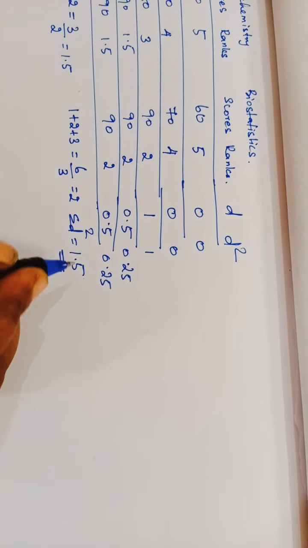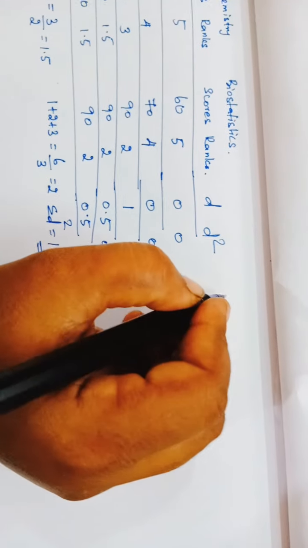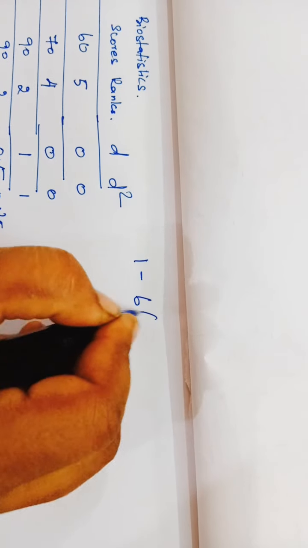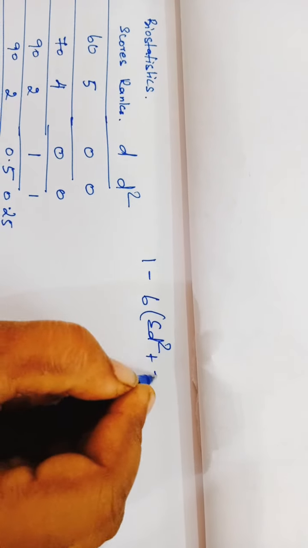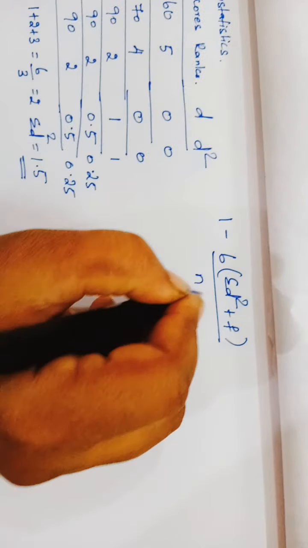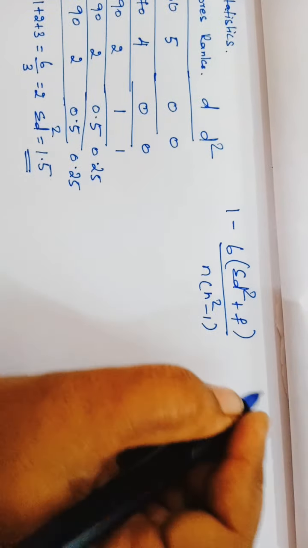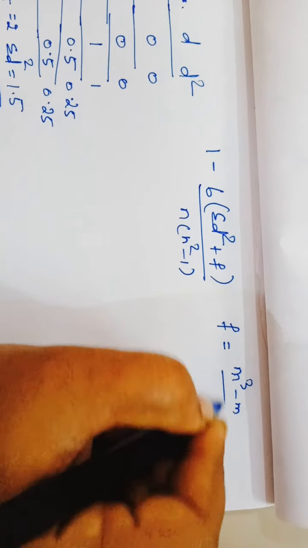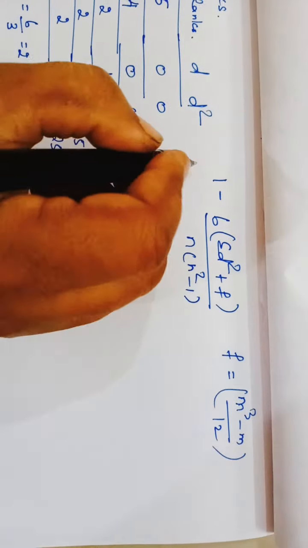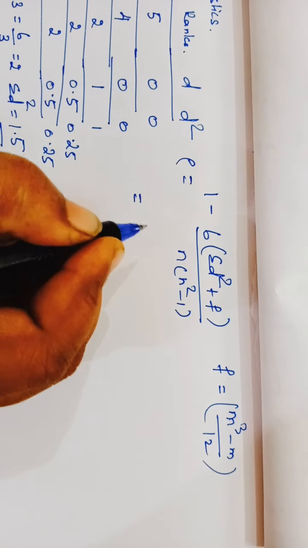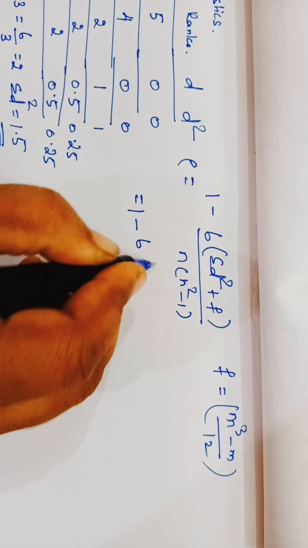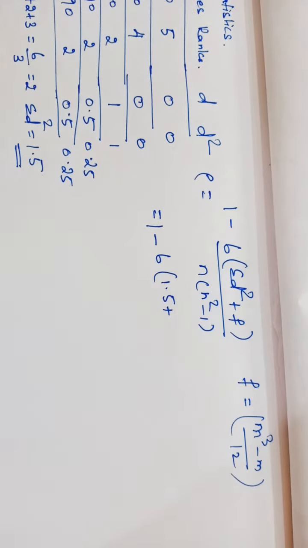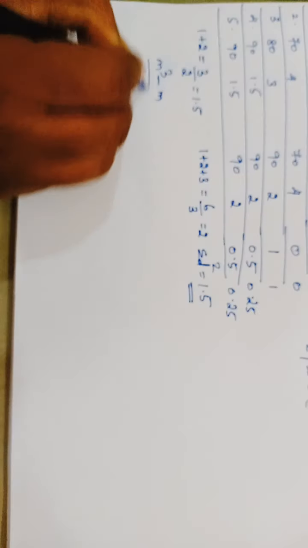So let us assign these values in the formula. Let us write the formula once again: 1 minus 6 into sigma d squared plus f divided by n into n squared minus 1. When the ranks are repeated, we have to have a factor, that is m cube minus m divided by 12. This is the factor. Now let us assign: 1 minus 6 into sigma d squared, we have 1.5. Now let us calculate f. We have m cube minus m divided by 12.